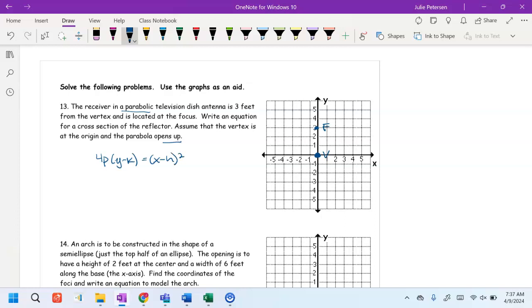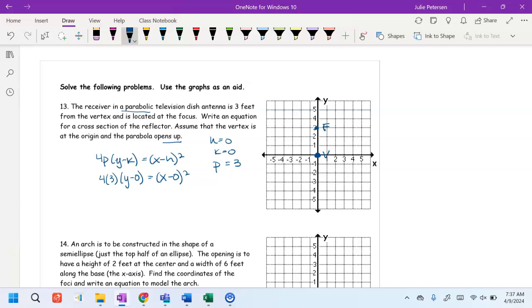We were told our vertex is at the origin, so that means h is 0 and k is 0. And then based on this information we have, we also know that our parameter p is positive 3. And I know it's positive 3 because the focus is 3 units up from the vertex. If it was 3 units down from the vertex, then p would be negative 3. So all we're going to do is go ahead and plug everything in. So 4 times 3, and then y minus 0 equals x minus 0 squared.